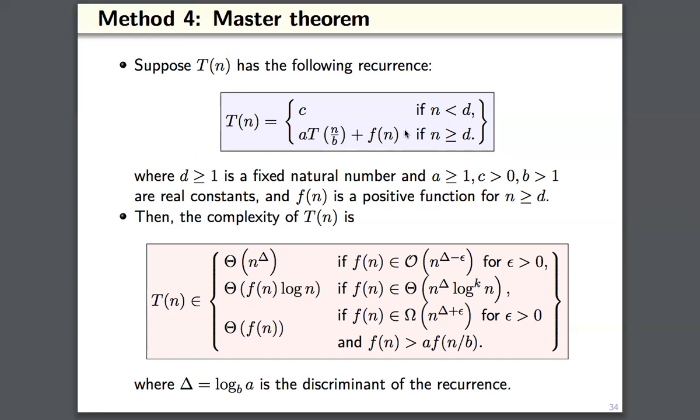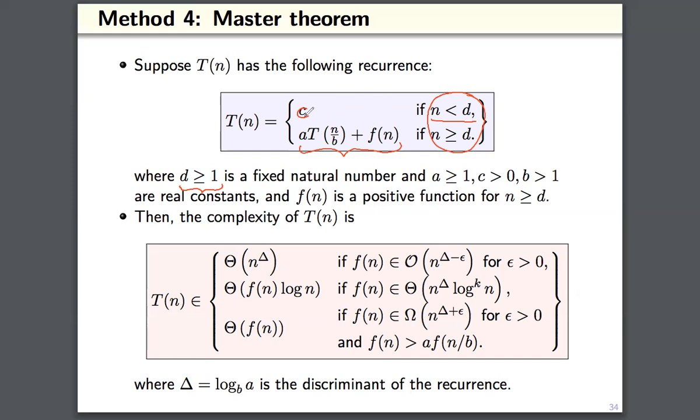Okay, let's understand this master theorem. So suppose our recurrence is something like this. T of n, you have the base case. The base case is if n is less than d, then it is C. If n is greater than or equal to d, then it is a T of n by b plus f of n. Now let's understand this. D is greater than or equal to 1, a natural number. It's a fixed number, so you don't need to worry about it a lot because we are not using D anywhere in the formulas.